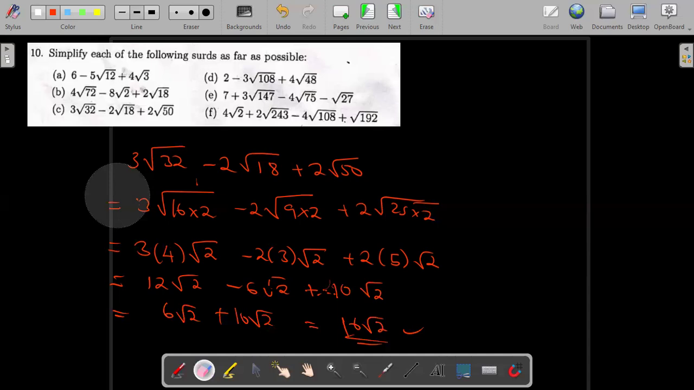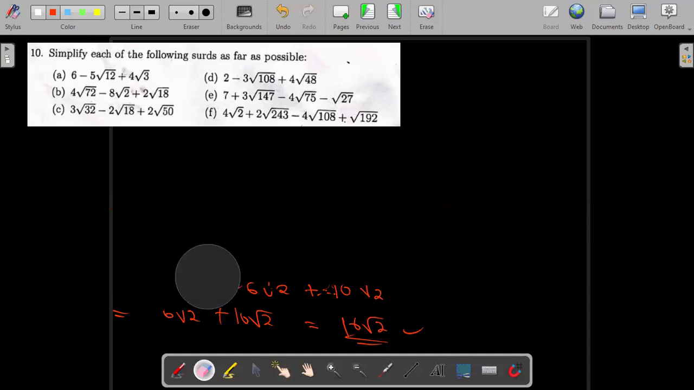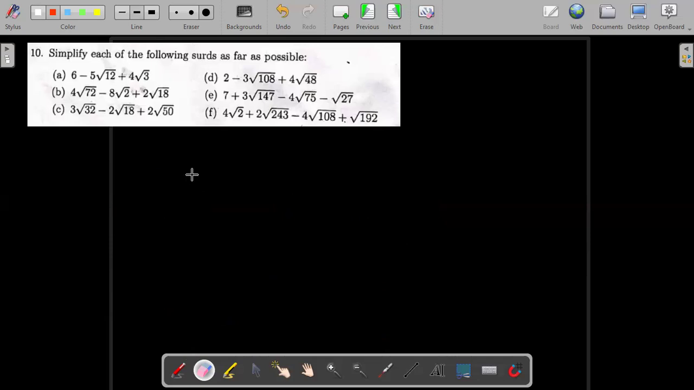Okay, next we do D, which says 2 minus 3, then you have 108 plus 4, then you have 4 by root 48. So how can we simplify that one further? If you can see here where you have 108, you can divide this 108.